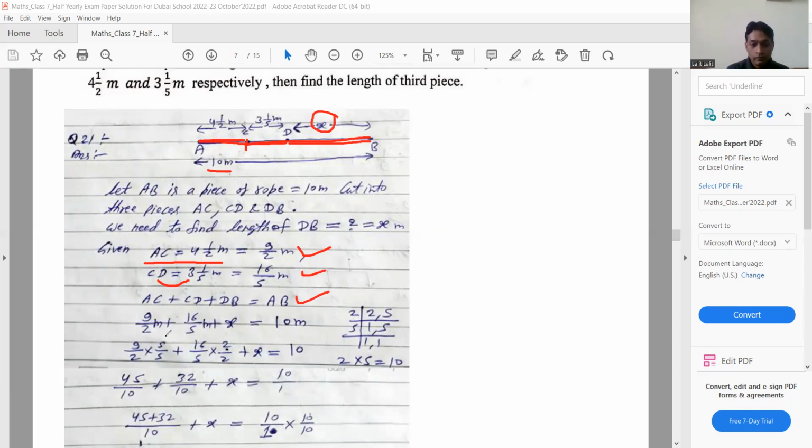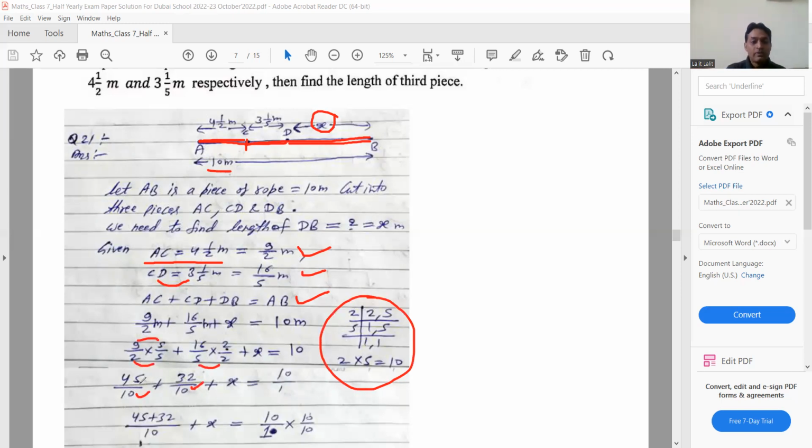Now we need to make the denominator same first and then take LCM. So for 5 and 2 I have taken LCM which is 10. So make the equivalent fraction with the denominator 10 each. So 9/2 into 5/5. 5 2s are 10. Here also 5 2s are 10. So multiply this. 9 5s are 45. 45 upon 10 plus 32 upon 10 plus x is equal to, here can I write 10/1?